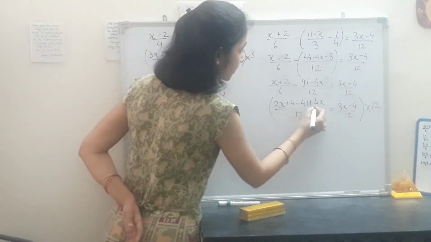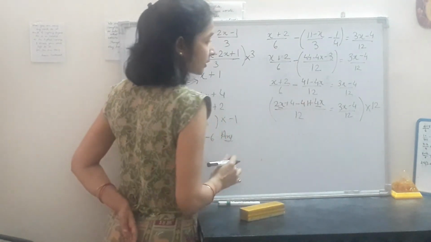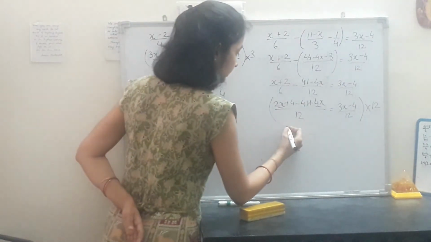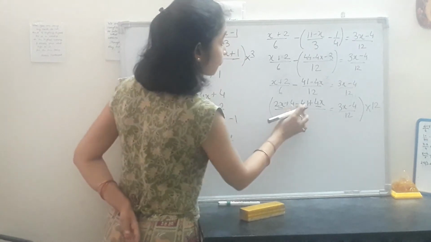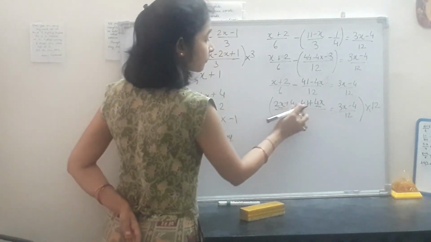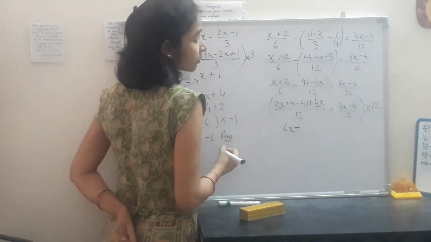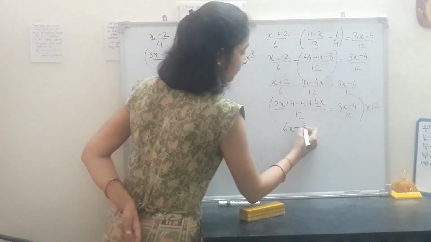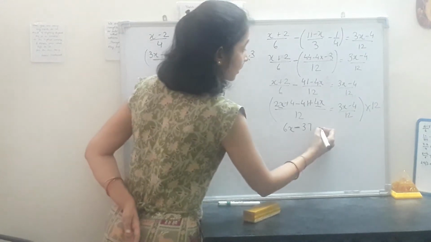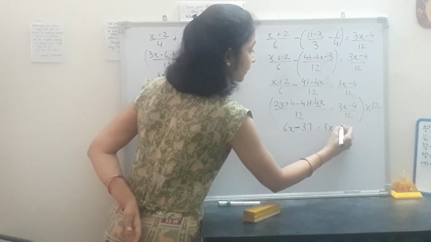Now which are like terms here? This and this. 2x plus 4x gives us 6x. So 6x. Now 41 minus 4, because 41 is negative, the answer will also be negative. So 41 minus 4 gives us 37, is equal to 3x minus 4.